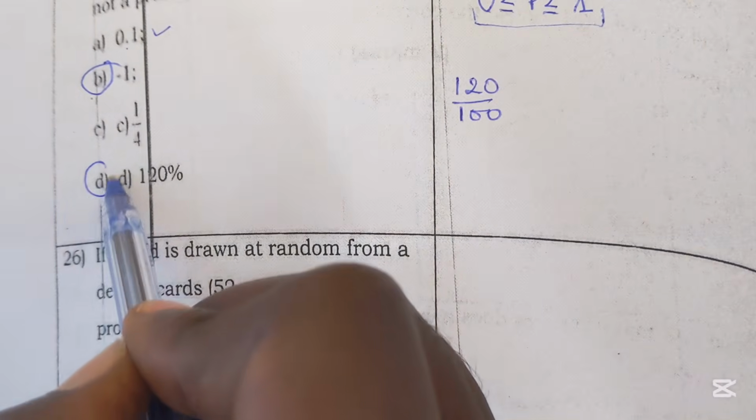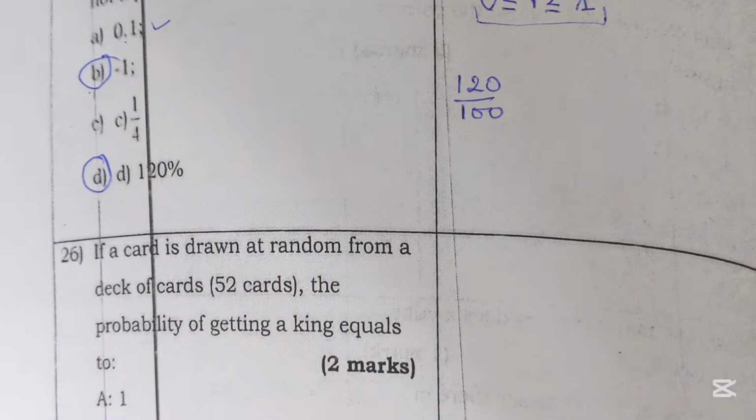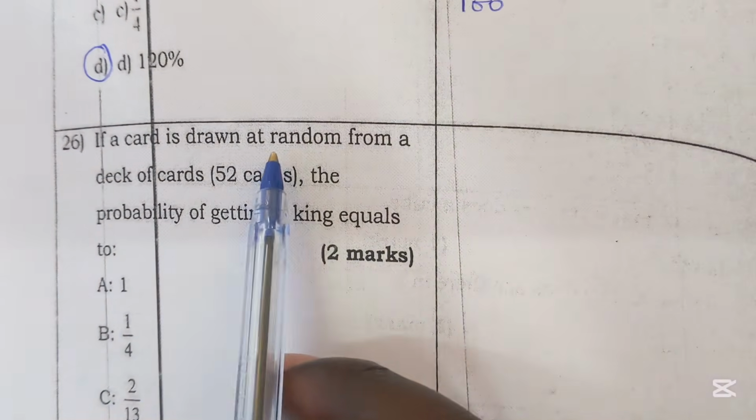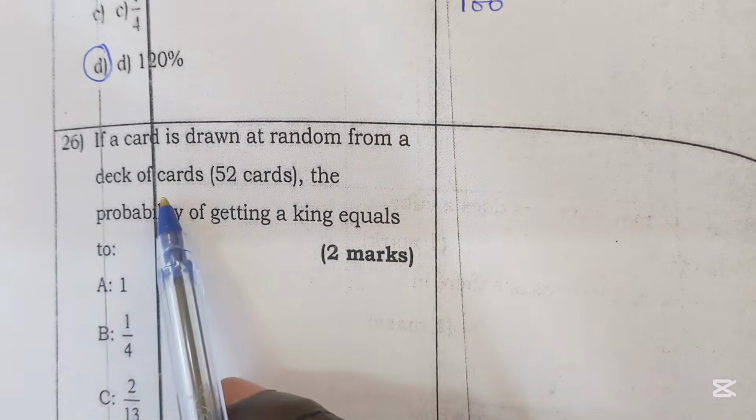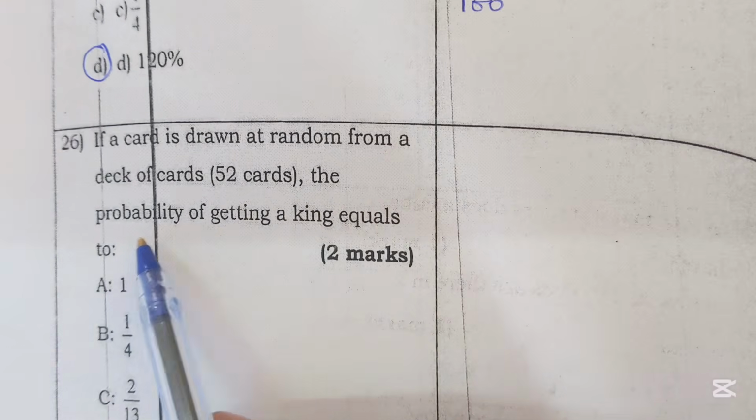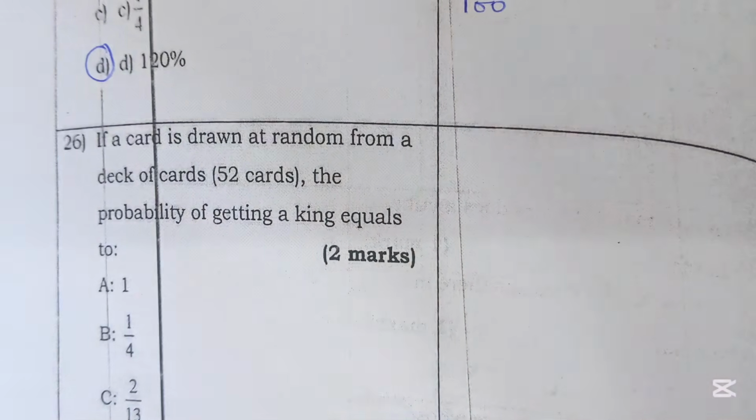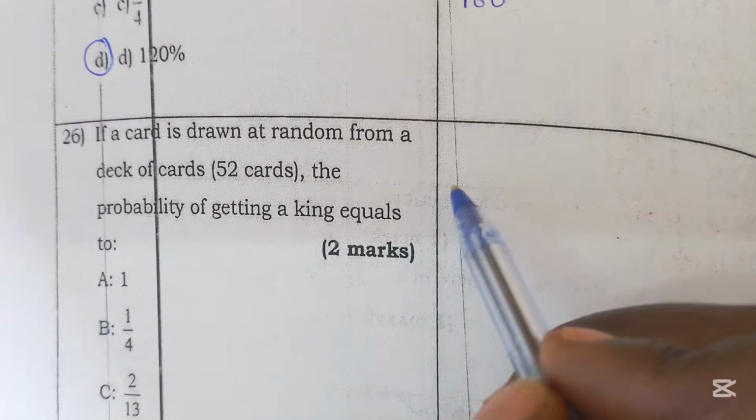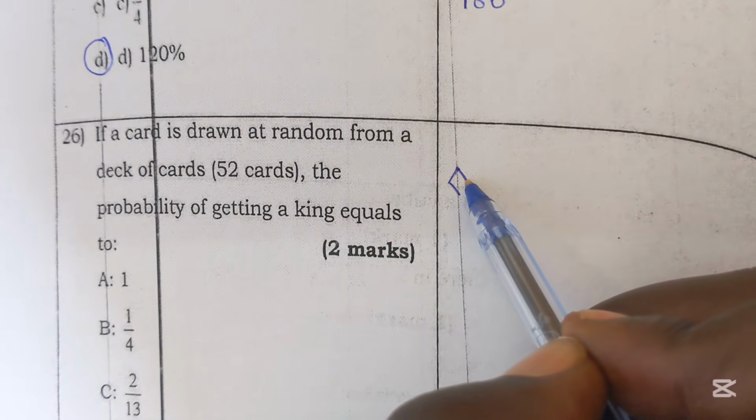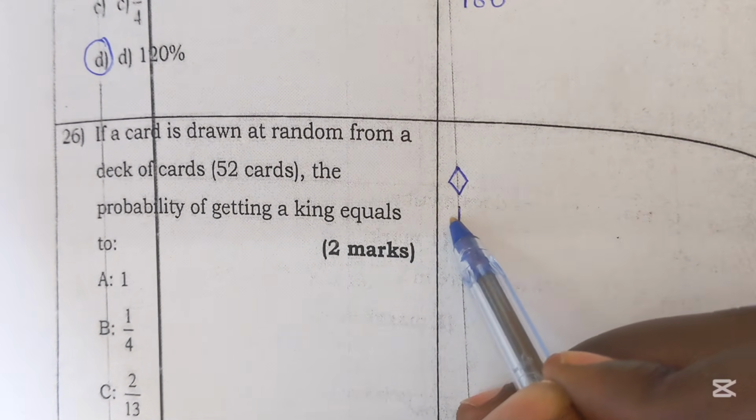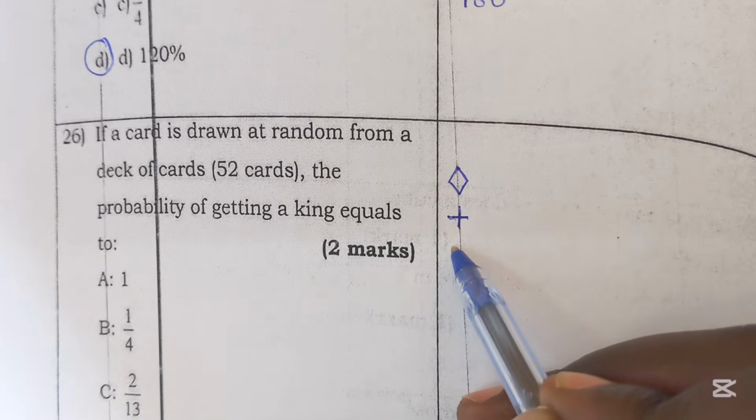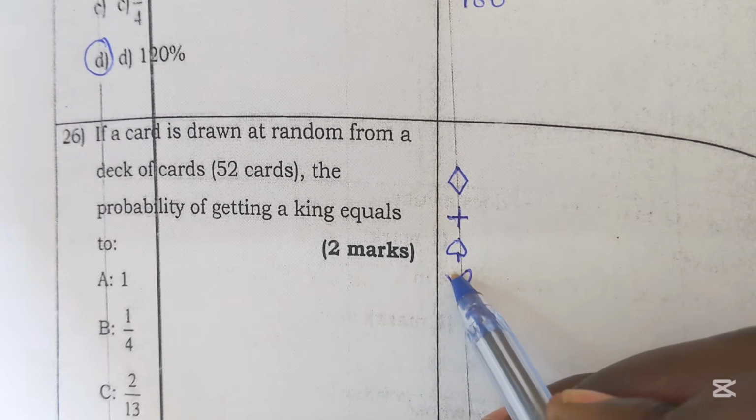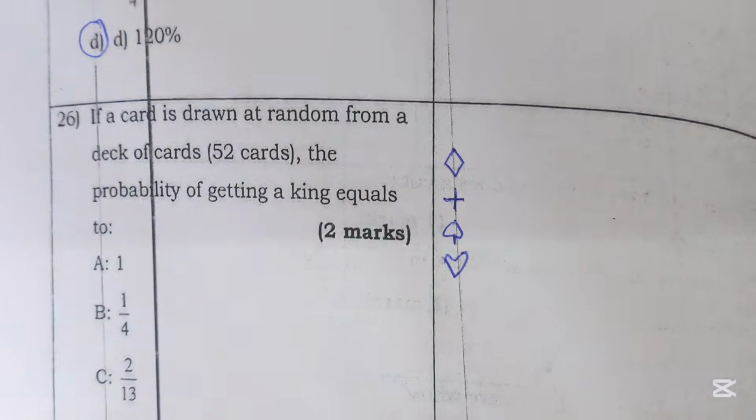And then question 26, if a card is drawn at random from a deck of 52 cards, the probability of getting a king equals. We know that we have 4 kings in a deck of cards. Okay, we have king of this, king of this, and king of this one. That's why we have 4 kings.